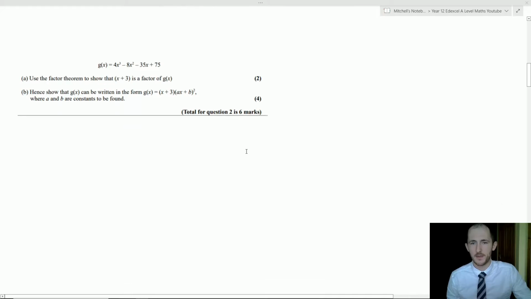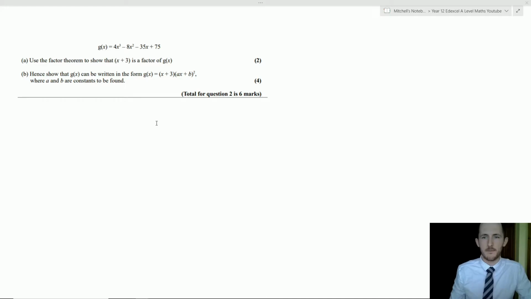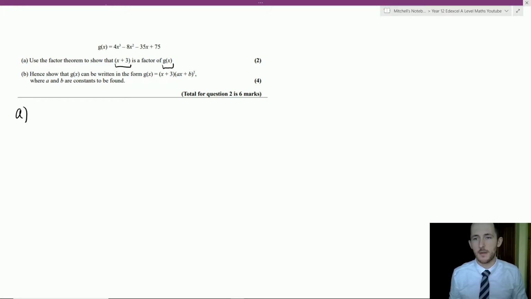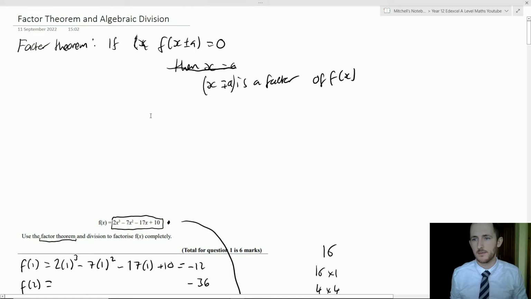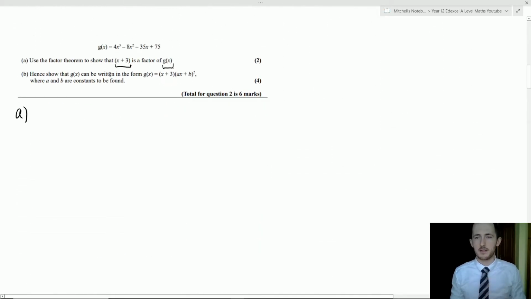So let's go for another one then. This is a more typical style of exam question, where they can essentially tell you what the factor is. For part A here, we have to show, using the factor theorem, that x plus 3 is a factor of g of x. Well, go back up to the factor theorem. If we substitute in a value here and it equals 0, then it's a factor. So they're telling me that x plus 3 is a factor.